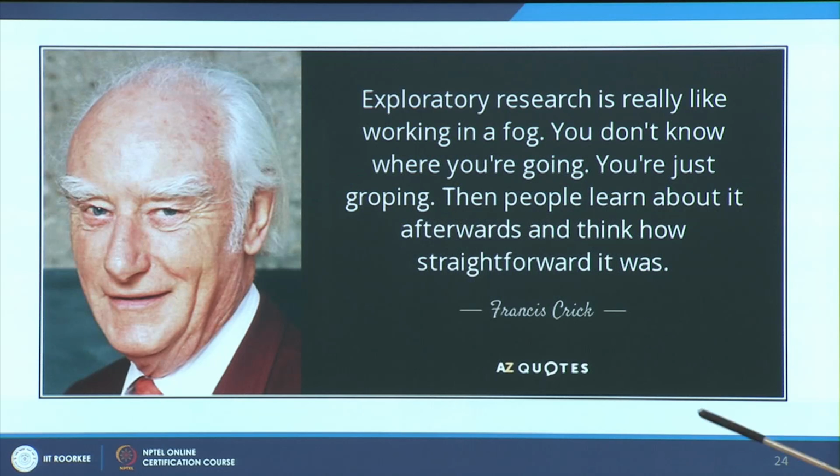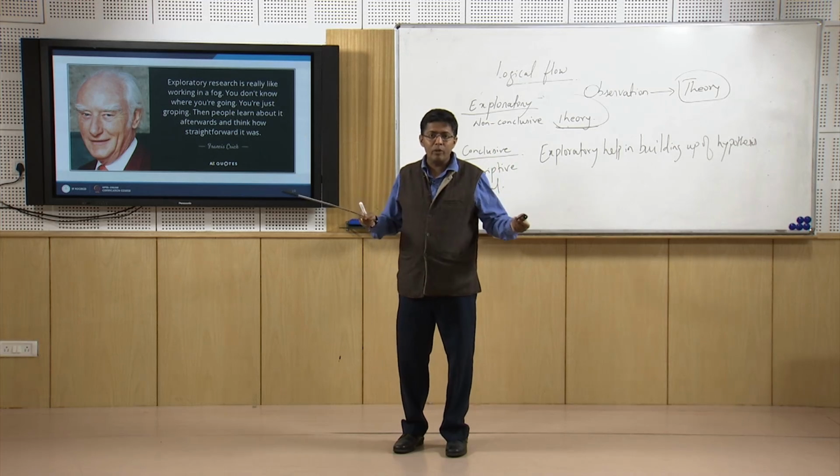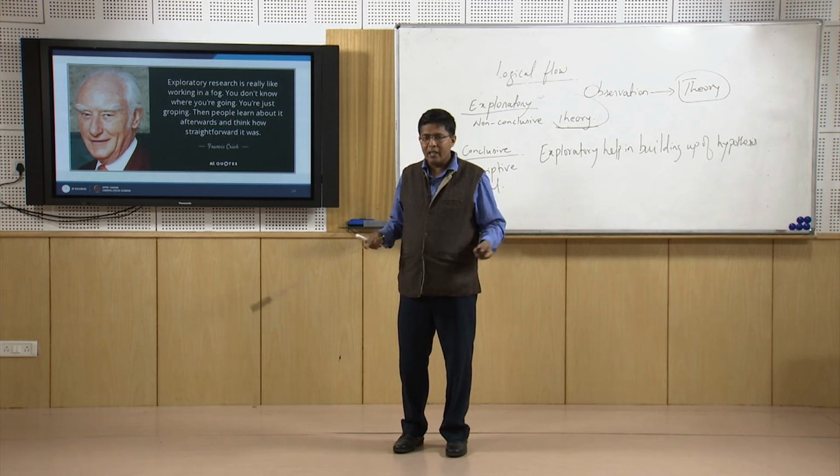Now, what is he saying? Francis Crick says exploratory research is like working in a fog. Fog means mist, so the road is not clear. You do not know where you are going, you are just trying to grope in the fog. Then people learn about it afterwards and think how straightforward it was. Initially when you do not know something, it looks like a Herculean task, it looks like a mountain to be moved, but actually it might be very easy. But still the researcher who has explored it has to be given the credit, because nobody knew about it. He started it, he found, he gave an idea, he developed it. Okay.